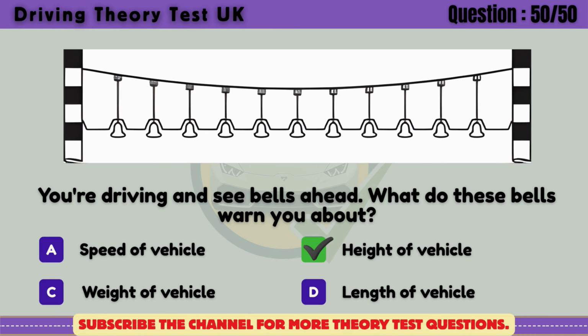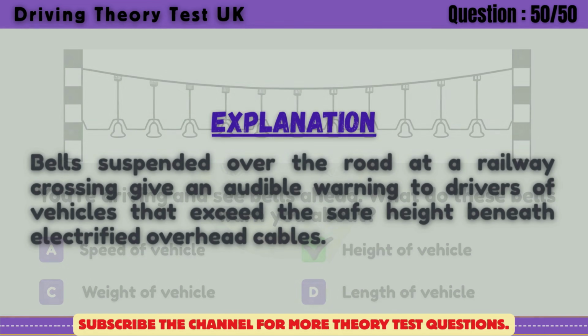Answer is B. Height of vehicle. Bells suspended over the road at a railway crossing give an audible warning to drivers of vehicles that exceed the safe height beneath electrified overhead cables.